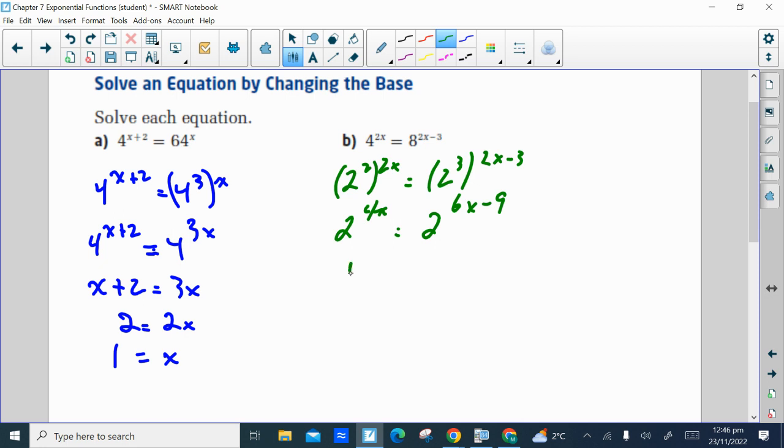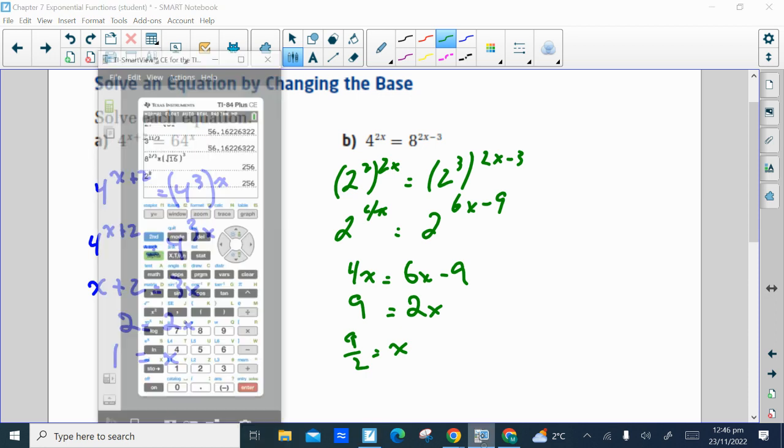Bases are equal, so the exponents are equal. This is why we change the bases so that they're the same. It's an equation. If one part is equal, the bases, then the other parts, the exponents, must be equal as well. So if I subtract the 4x from both sides, I'll get a 2x on the right. I'll add the 9 over to the other side and then divide by 2. X equals 9 halves, or 4.5.